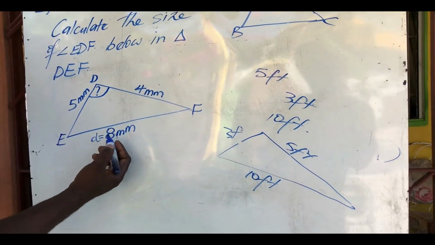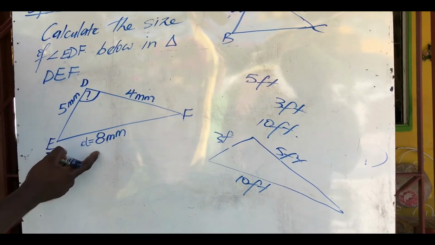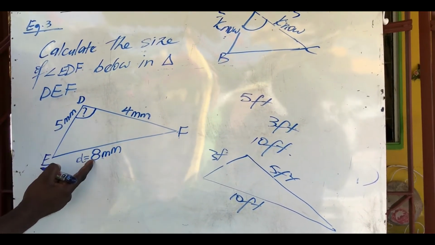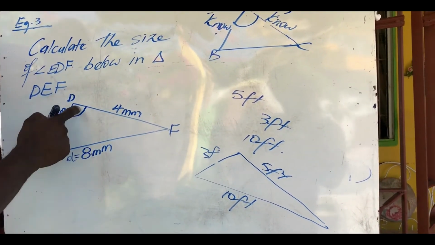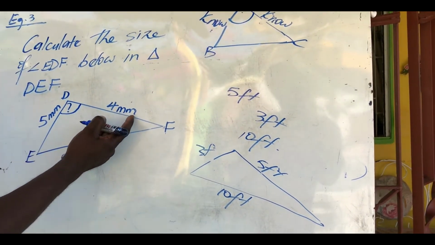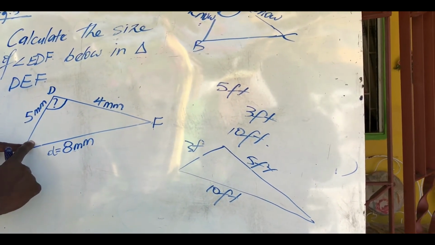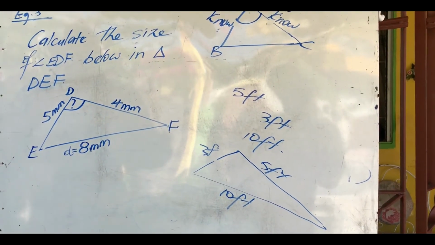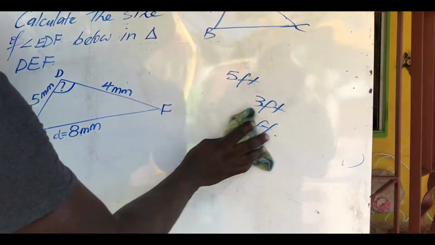Another rule is that the longest side is always opposite to the largest angle. So if I want to find this angle, clearly this angle is opposite to the longest side. So this angle will be the biggest angle in my triangle. And this is 4 millimeters. This angle here will be the smallest angle because it is opposite to the smallest side. So there are certain things that you have to know when you are doing this particular question.